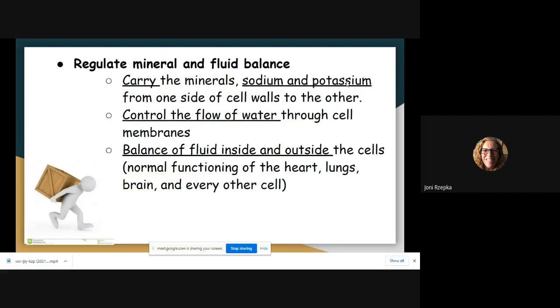All right. Thank you. So it also, like we said before, regulates minerals and fluid balance. So it carries the minerals like sodium, potassium from one side of a cell wall to the other. It controls the flow of water through the cell membrane, and it balances the fluid inside and outside of the cells so that there's normal functioning of the heart, lungs, brain, and in every other cell.